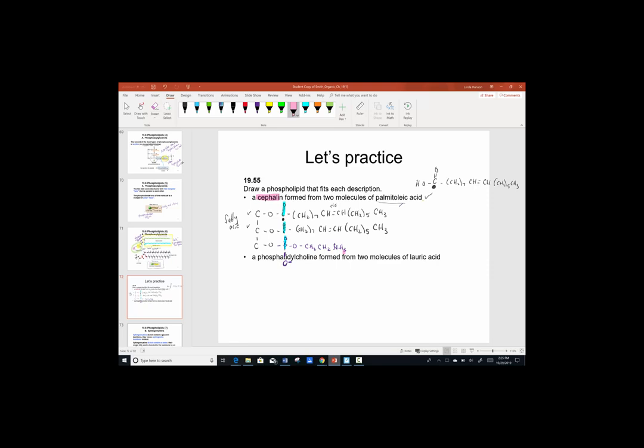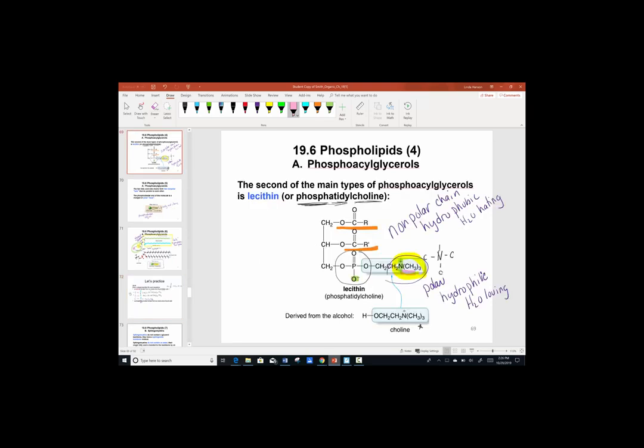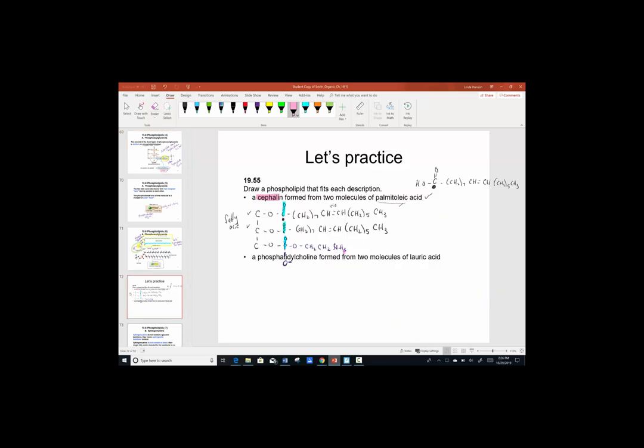This next question asks us to draw a phosphatidylcholine from 2 molecules of lauric acid. Well, where did we see that word a moment ago? That choline molecule, if you recall, was this particular molecule right here, how we just emphasized a lecithin is coming from a choline, and that's a tri-substituted methyl group on the nitrogen. So that's where I'm pulling this next example from, so we can see a model.